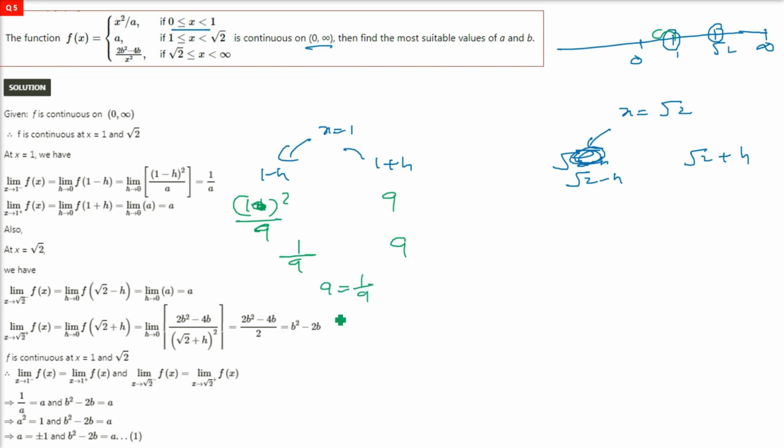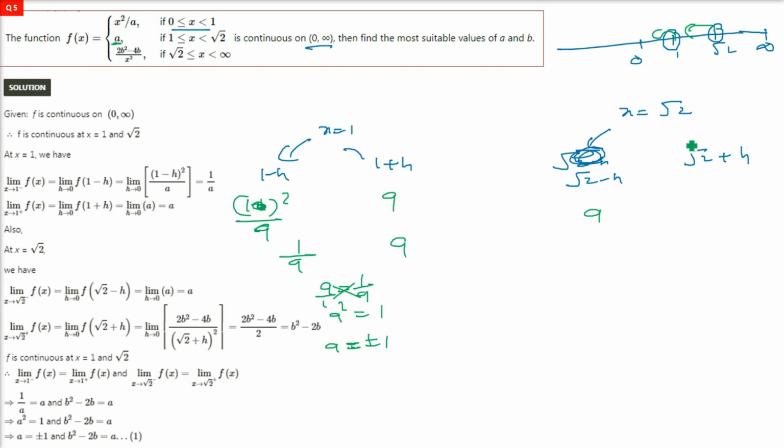So a is 1 by a square equals 1. So a will be equal to plus minus 1. A will be under root 1, and always when you take the square, it can be minus and plus because it is even power. Now coming to the right hand side. And when you go on the left of root 2, you have to use a. So don't worry about putting root 2 minus h.